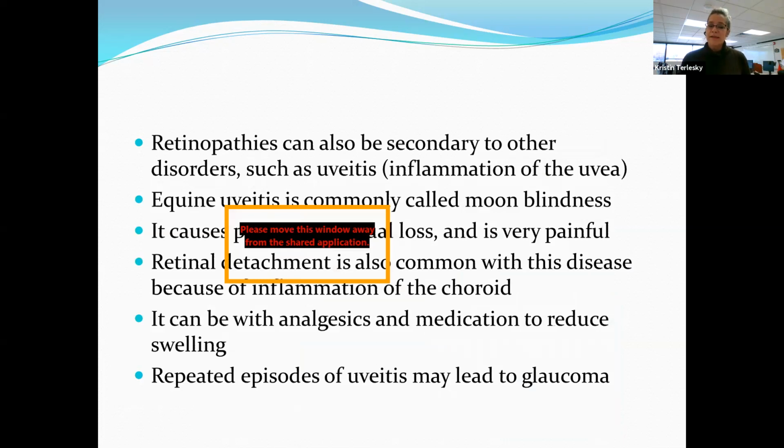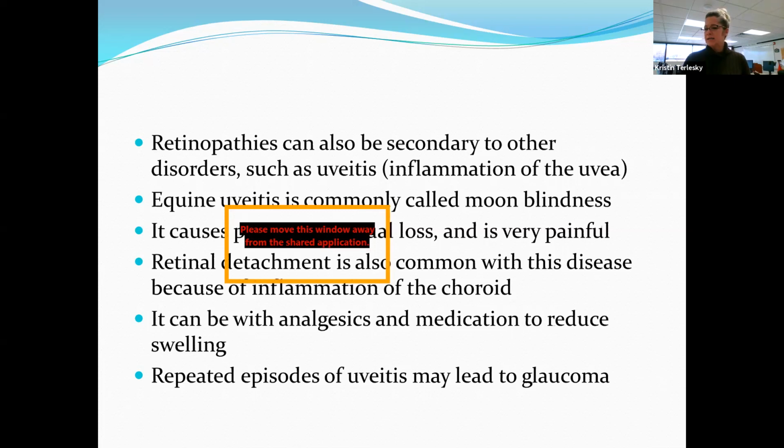All right, so retinopathies, again, the diseases in the retina. They can also be secondary to something. Uveitis, inflammation of that uvea, remember where the choroid is? A lot of times in equines and horses, that uveitis is called moon blindness. It is progressive. They can lose their vision, and it's super, super painful. Retinal detachment is when that retina actually detaches from the back of the eye. That can be common with the uveitis. So we have to get that treated right away. So basically anything with the eye, you need to treat that right away.